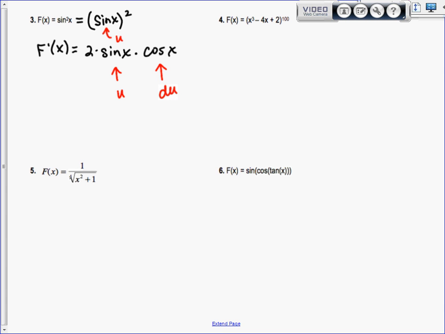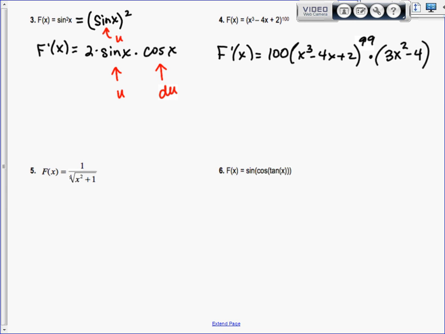All right, so the next one, it's going to be f prime of x equals 100, x cubed minus 4x plus 2 to the 99 times what? 3x squared minus 4, that's it. So you take the derivative just as if the inside part was a variable, then tack on the derivative of the inside part. You can leave it like that. You could say 300x squared minus 400. Is that what you're wanting? Alex wants to simplify more.